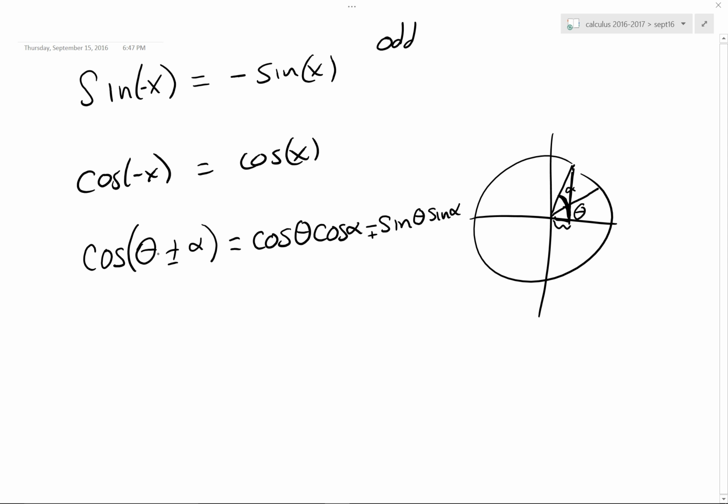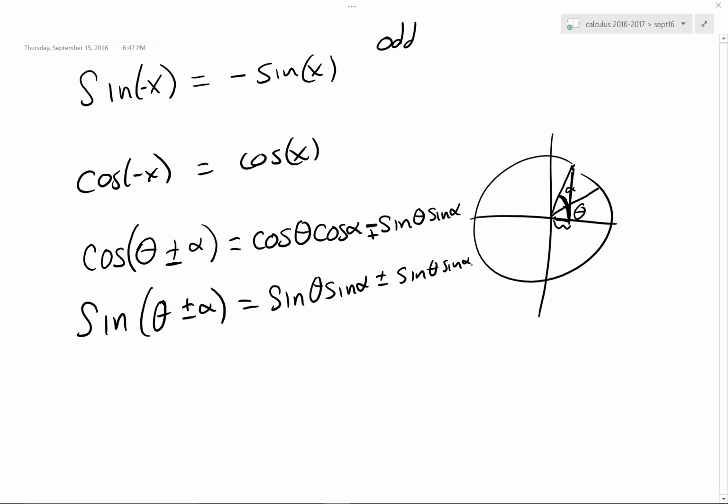Now notice it says if it's theta plus alpha, you're going to use a minus sign on this side. If it's theta minus alpha, you're going to use a plus sign. Okay? Now, this one here, again, you need to be comfortable with these. You do not have to memorize them, but you must be comfortable with them. Okay? So here's what happens.